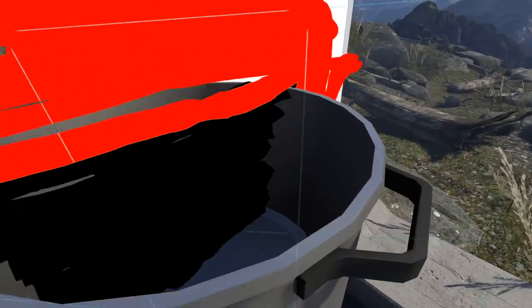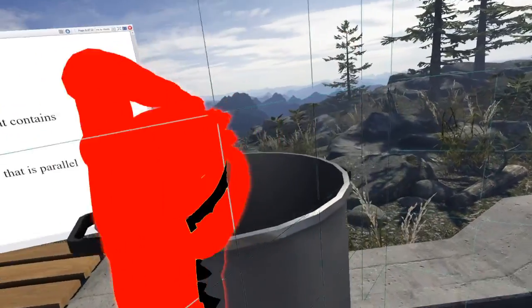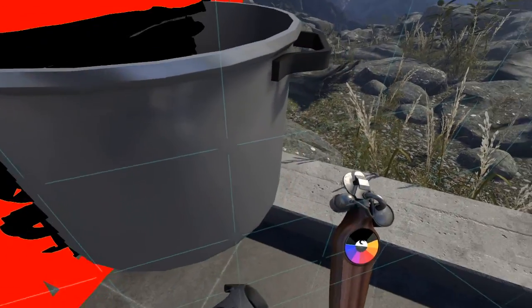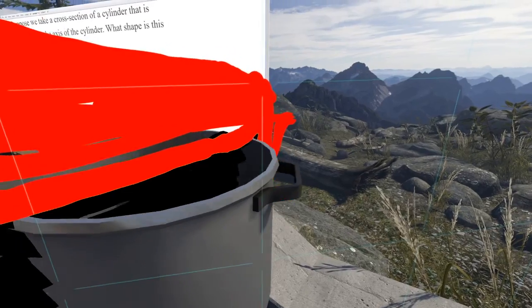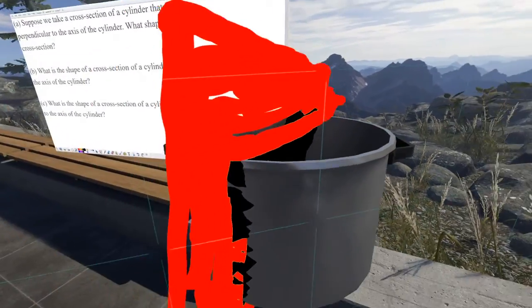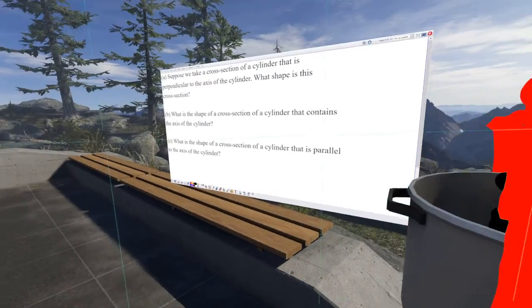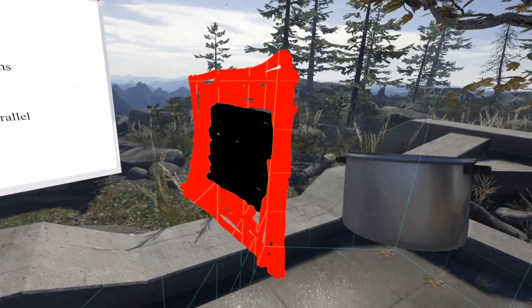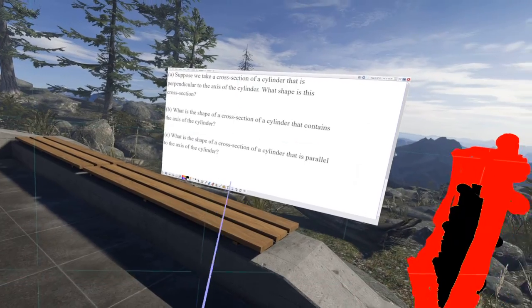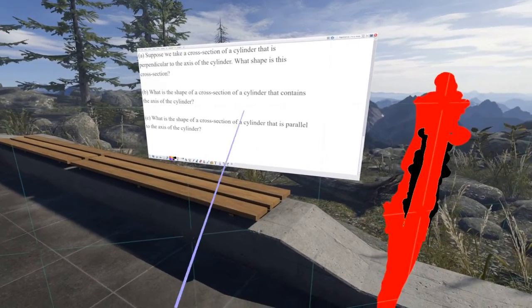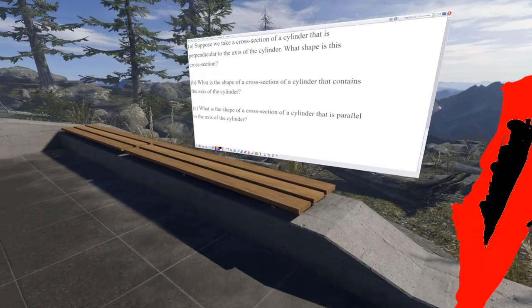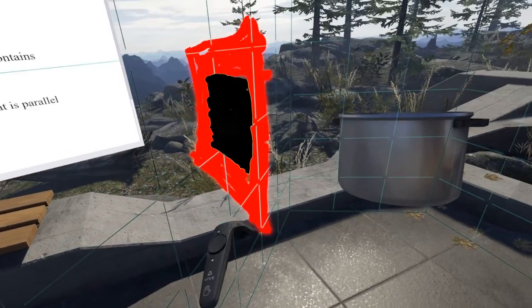We can see that it's going through and it's making this rectangular object as the plane cuts through down the middle. So part B, your cross section is a rectangle. Now, what is the cross section of the cylinder parallel to the axis of the cylinder?